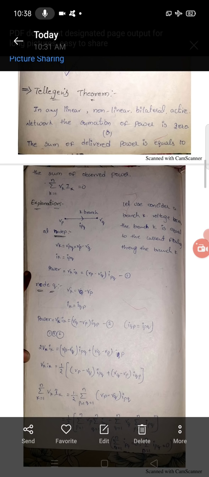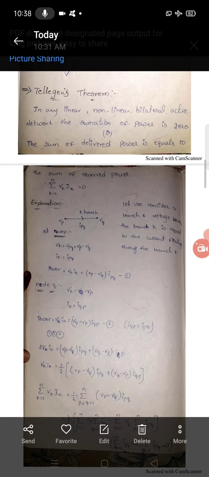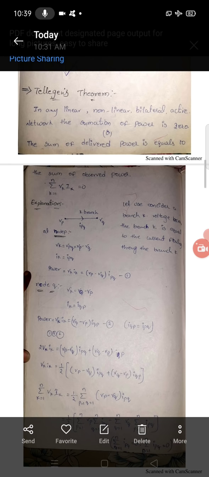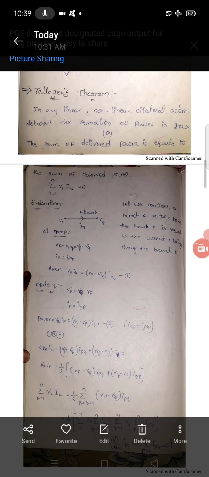Let us consider a kth branch having a current of Ipq, because the current is flowing between two nodes, the pth node and the qth node. The potential of the pth node is Vp and the potential of the qth node is Vq. At node p, Vk is equal to Vpq, that is, the potential difference Vp minus Vq.